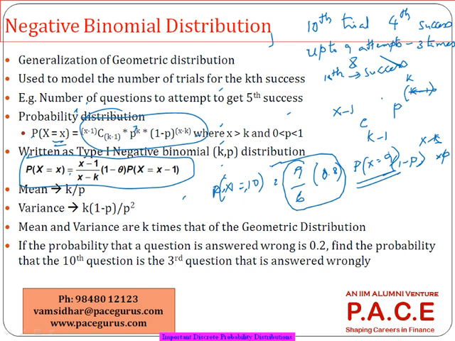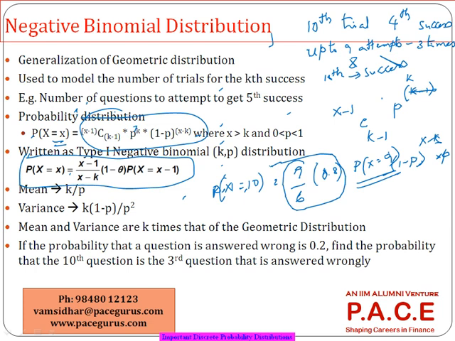Otherwise, the simple thing is to use the formula every time. If you are not able to bring out this recursive relationship, no problem at all. You can very well substitute x equal to 10 and x equal to 9 separately into your main formula, x minus 1 C k minus 1, and get the probability of each of the scenarios.